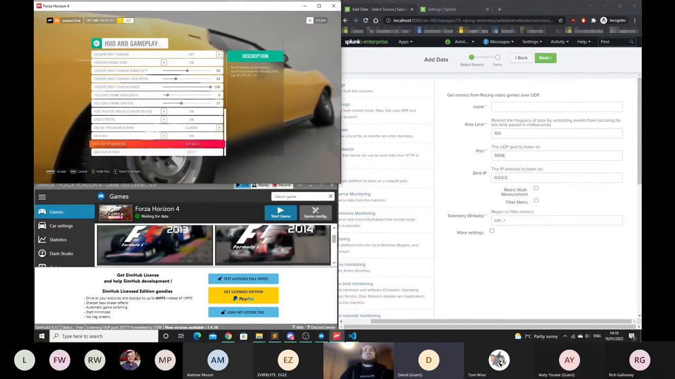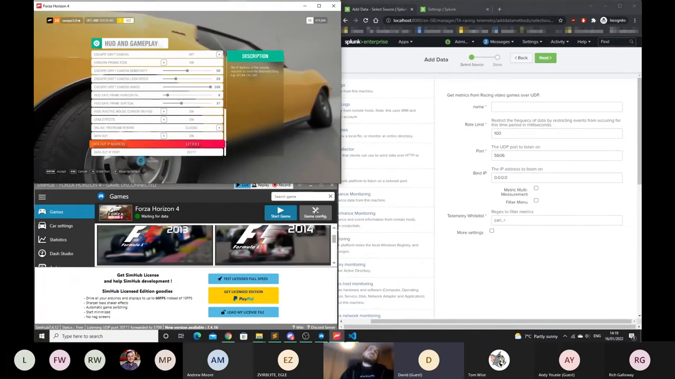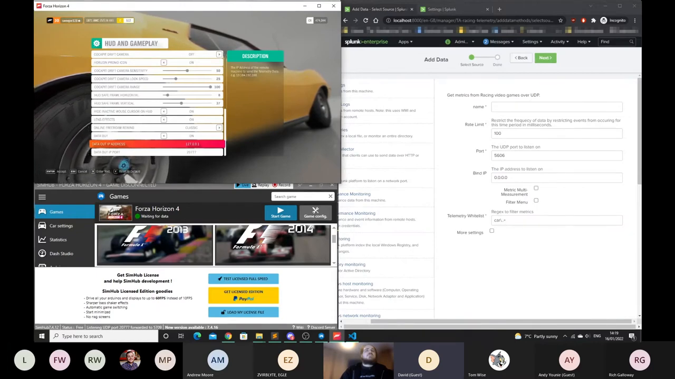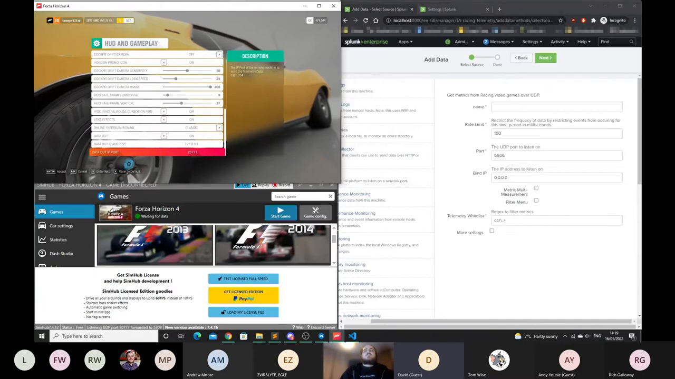Since my Forza game is on the same instance as Splunk, I'm sending this to localhost. But if your Splunk instance was on a separate device, or if you're playing this game on Xbox, because the Xbox can do UDP out, you can set this to the IP address of your Splunk instance. Taking these values, you can put them into the bind IP and the port value.